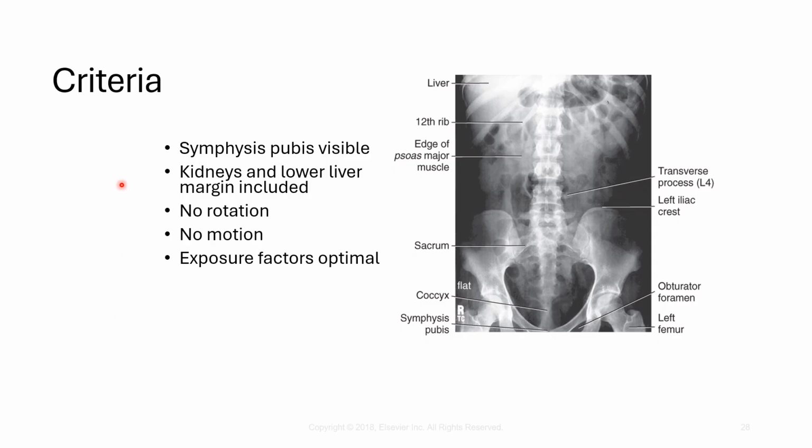The criteria needed on this, the pubic symphysis has to be visible, which is just barely right there. You can see the superior arch of the pubic bones. The kidneys and the lower liver margin have to be included. So here's the liver and the lower liver margin. One kidney is here, the other kidney is here. No rotation, no motion, and exposure factors should be a sufficient brightness, sufficient contrast, which I would argue is a pretty good abdomen picture. This is similar to the picture in 3.31 on page 115.